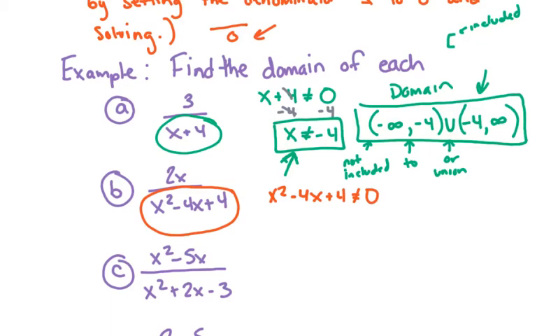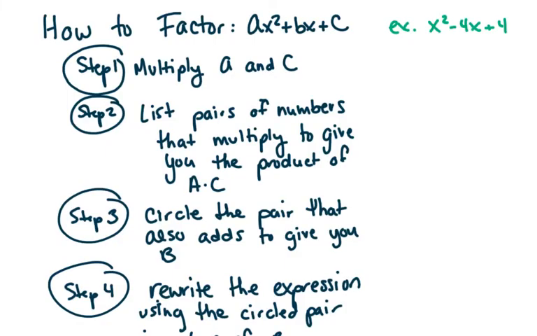So whenever you have, this is a quadratic. We know it's a quadratic because our highest exponent is 2. And so whenever we have a quadratic like this, to solve for what would be 0, we want to factor. So I wanted to do just a quick review of factoring. I wrote down the steps here, and I'll go through this first one with you.